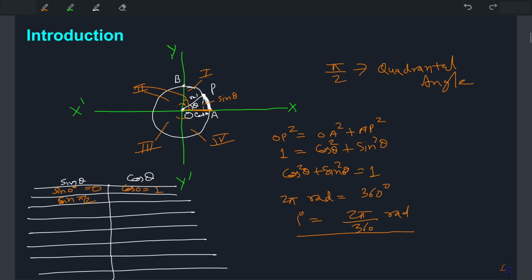So let me give coordinate points for these. This point would be your (1, 0), this would be your (0, 1), this would be your (minus 1, 0), and this would be your (0, minus 1), right? This is the coordinate for all these 4 points.